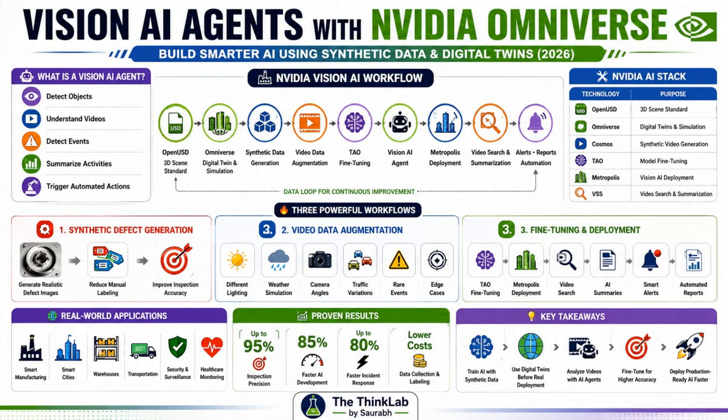So what are the key takeaways from here? Vision AI agents don't just see, they understand, they reason, they take action. Synthetic data solves the biggest challenge of AI training. Digital twins reduce risk by enabling safe simulation. TAO makes model customization very simple. Metropolis enables production and scale deployment. Together, these technologies represent the future of intelligent computer vision, right?